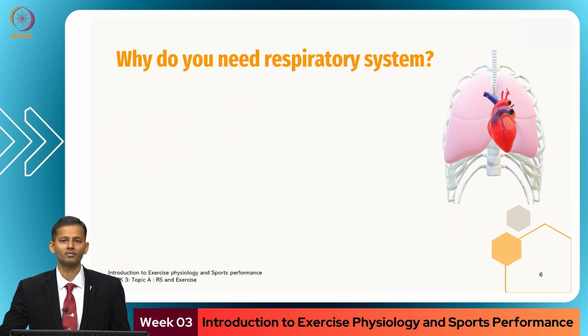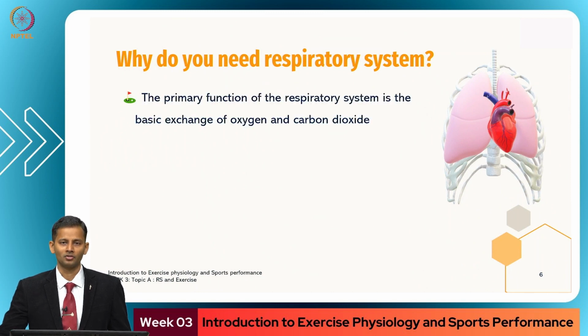Why do we need the respiratory system? As you know, in the cardiovascular system, we have seen that the right side of the heart pumps the deoxygenated blood to the lungs. When the deoxygenated blood reaches the lungs, the gaseous exchange happens here, wherein you have inhalation of air from which oxygen is taken inside the blood. Thereafter, the carbon dioxide in the deoxygenated blood is exchanged and breathed out. So the main function is to exchange oxygen and carbon dioxide.